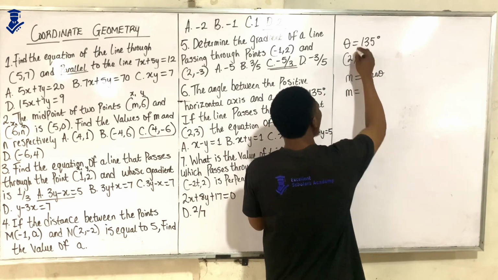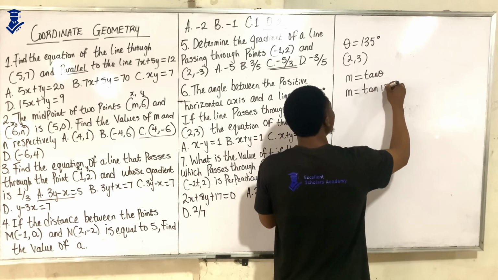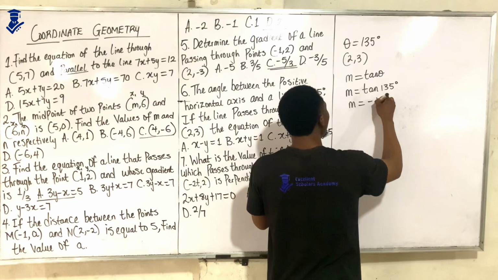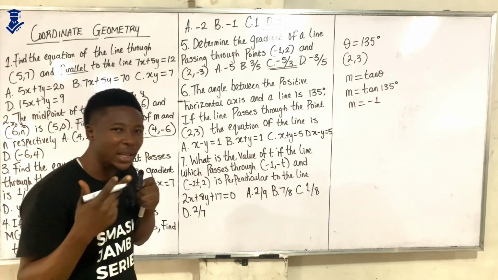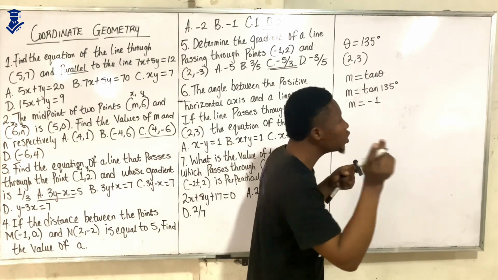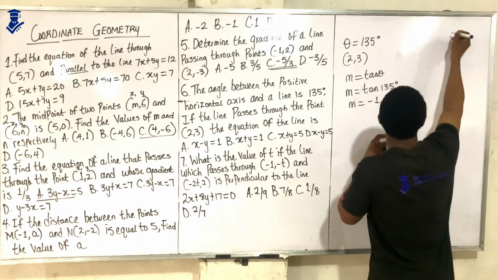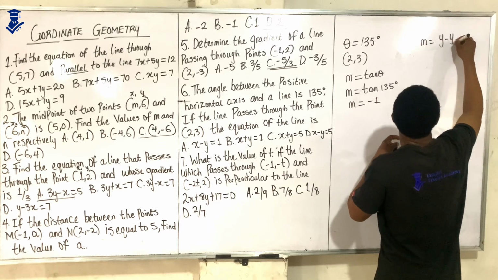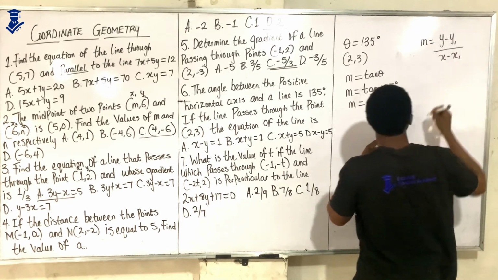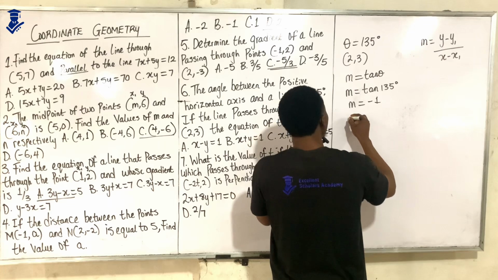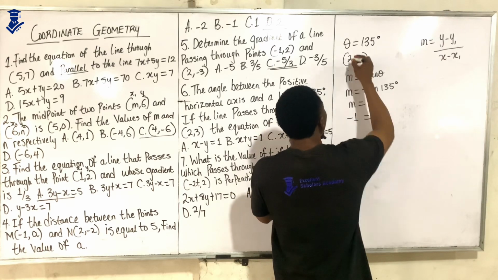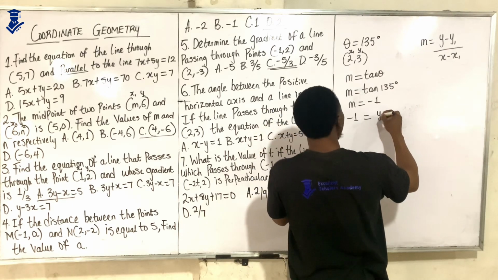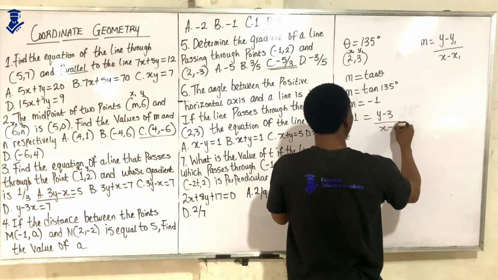So m is equal to tan 135 degrees, and tan 135 degrees is equal to minus 1. So I'm going to use the formula, which formula? M is equal to y minus y1 over x minus x1. Putting what we have here, minus 1 is equal to, of course this is our x1, our y1, so we are going to have y minus 3 over x minus 2.